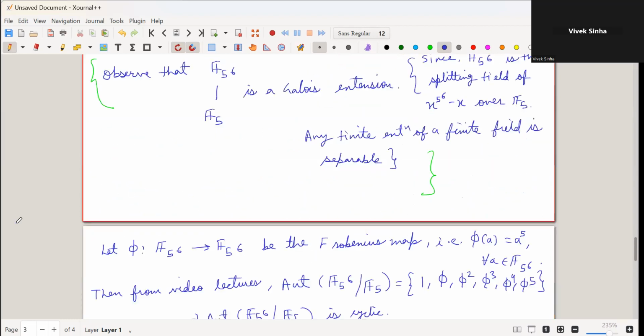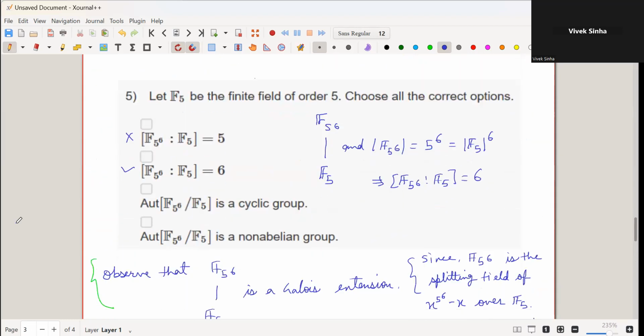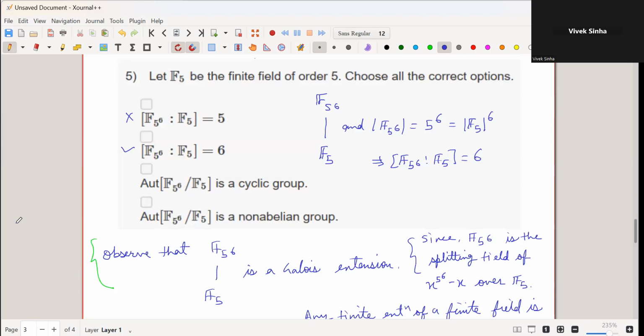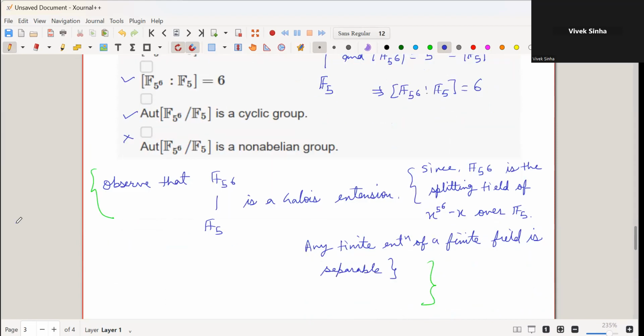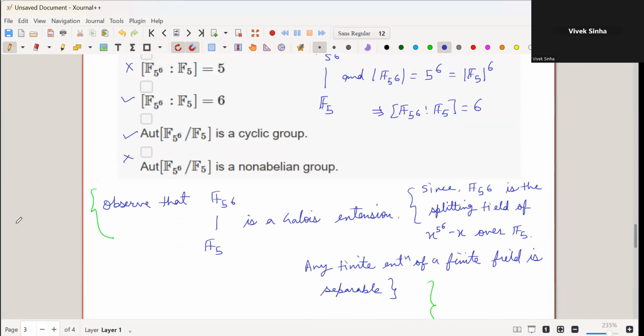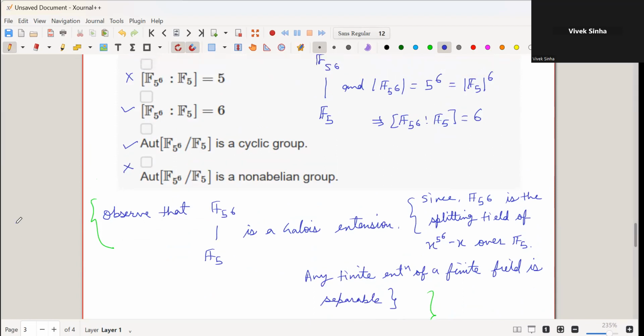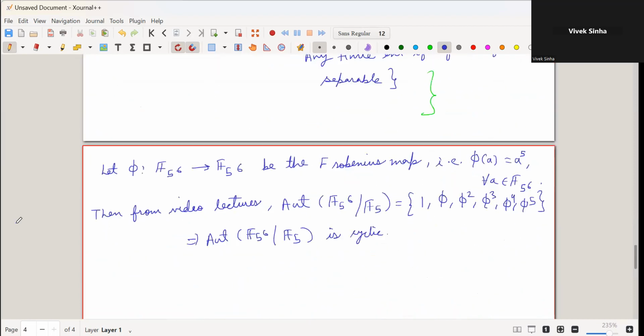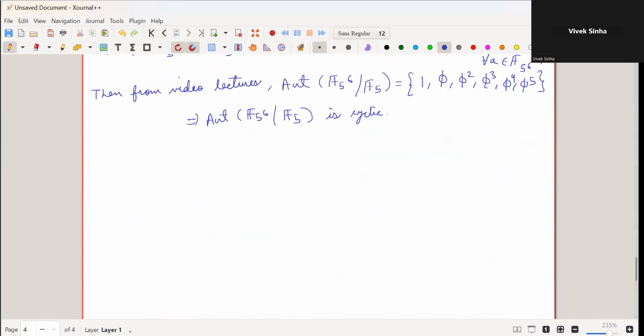Okay, so the third option is correct, while the fourth one is not correct. I hope that is clear, and we can move to the next question.